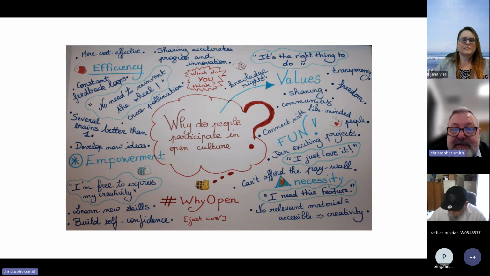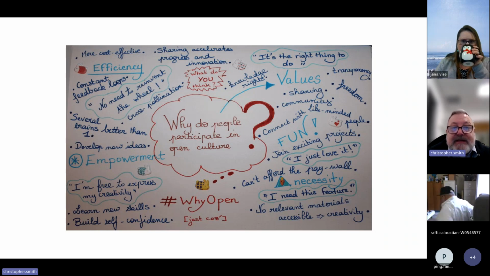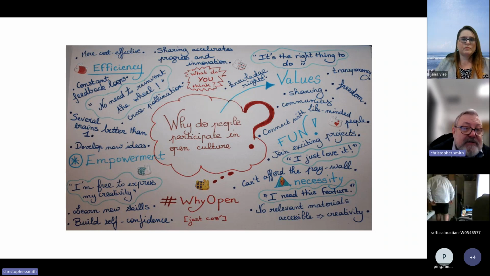And then things that have been discussed in the class are sort of just mapped around in the area that made sense to the note taker. The big points seem to be values, fun, empowerment, efficiency. And then underneath those, different things that the teachers mentioned: constant feedback loops, no need to reinvent the wheel, several brains are better than one, or under values, sharing, community, transparency, freedom.